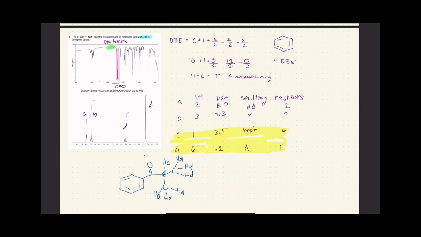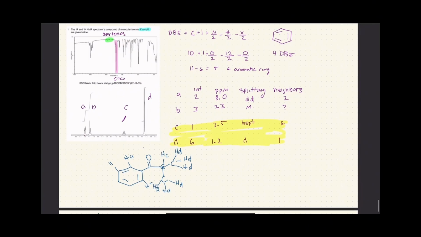On the aromatic ring, because I see this 2, 3, this often happens where the 2 is the one next to the functional group and the 3 are everybody else. And so that's how we would go about finding an unknown.